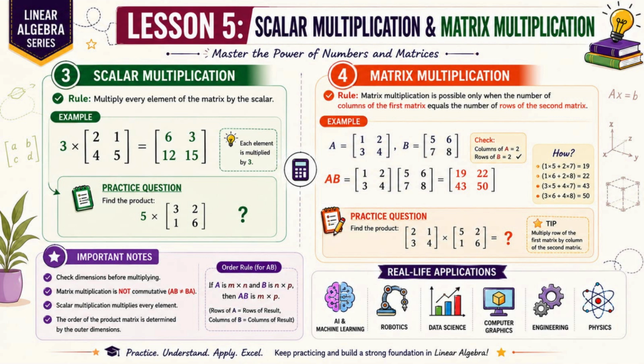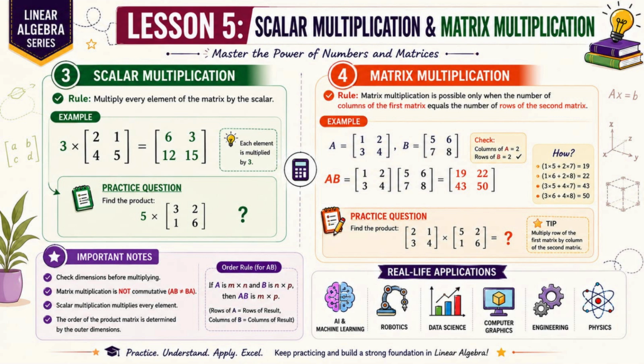3 times 2 equals 6. 3 times 1 equals 3. 3 times 4 equals 12. 3 times 5 equals 15. Therefore, 3A equals 6, 3, 12, 15. Notice that the size of the matrix remains the same. Only the values change. Practice question. Find 5A, where A equals 3, 2, 1, 6. Pause the video and calculate the answer.